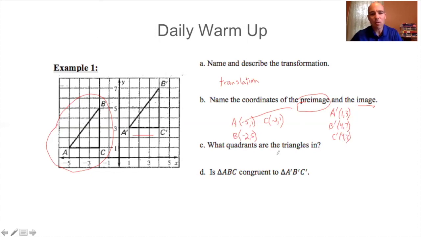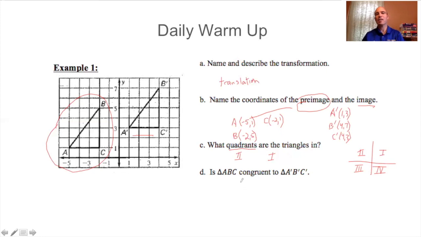Okay. And then what quadrants are the triangles in? So we'd have to say the original image is in quadrant 2, and the new image is in quadrant 1. Those of you unfamiliar with the lingo of the quadrants: quadrant 1 is where everything's positive, quadrant 2 is where x is negative and y is positive, quadrant 3 is where everything's negative, and quadrant 4 is where x is positive and y is negative. So it goes counterclockwise from the positive one.